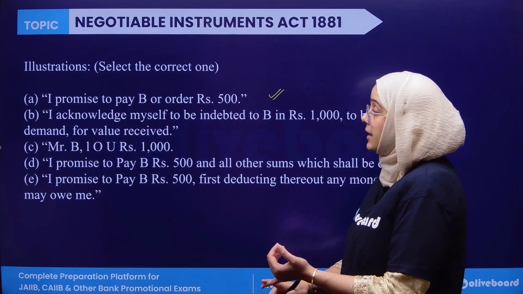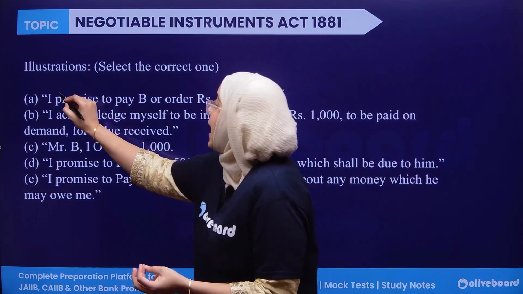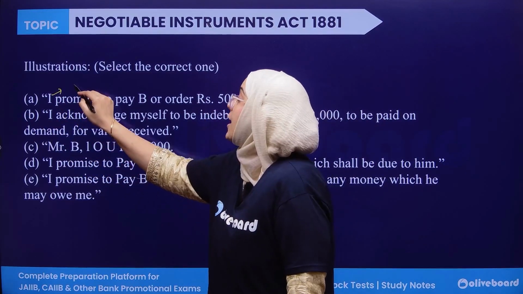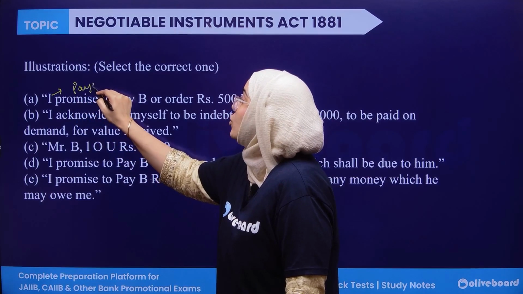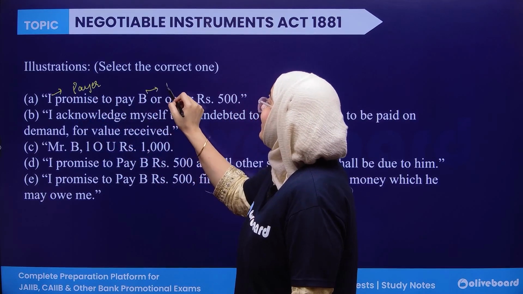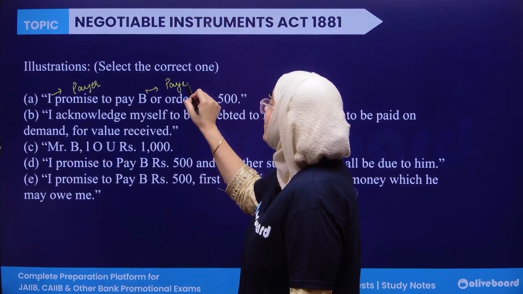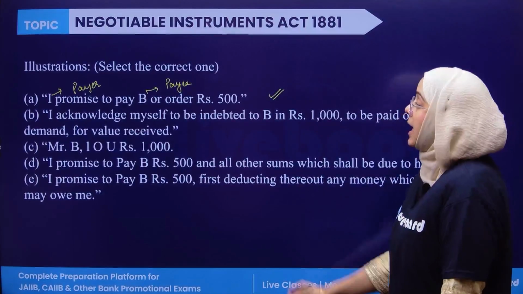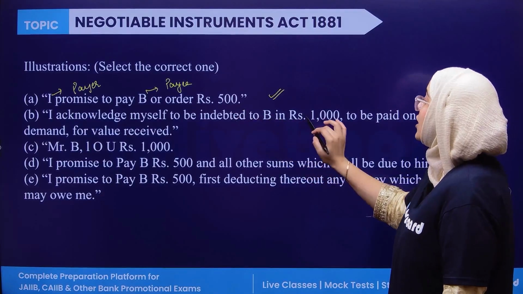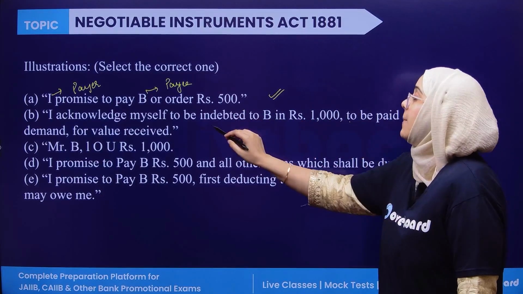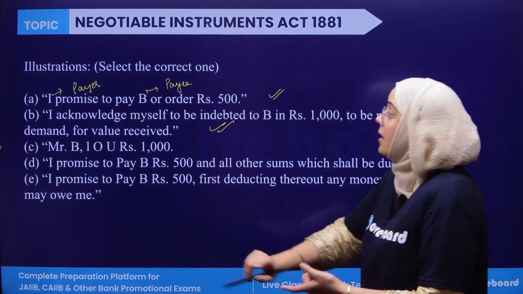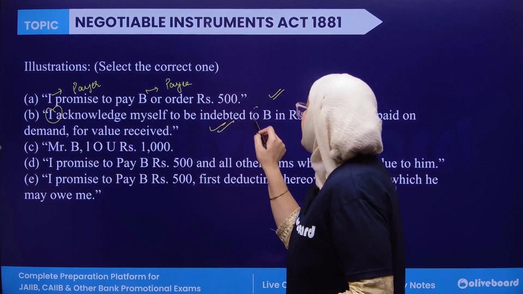First of all, it is unconditional. Second, I promise to pay. Who is promising? The maker or the payer, the one who has to pay. And B is the person who is entitled to receive the money. Now, the second: I acknowledge myself to be indebted to B in rupees 1000 to be paid on demand for the value received. Unconditional offer, payer and payee. Payer again A, payee again B.